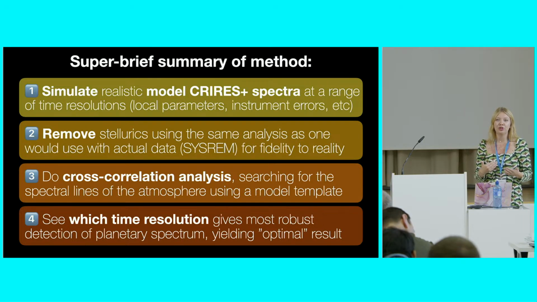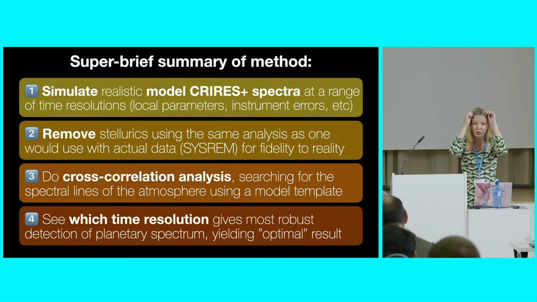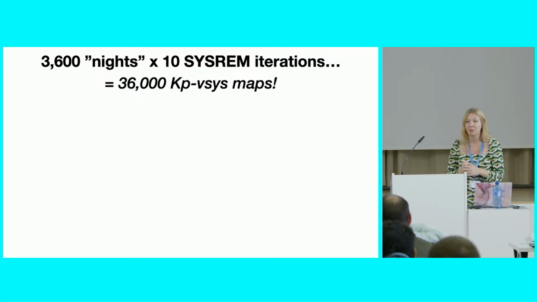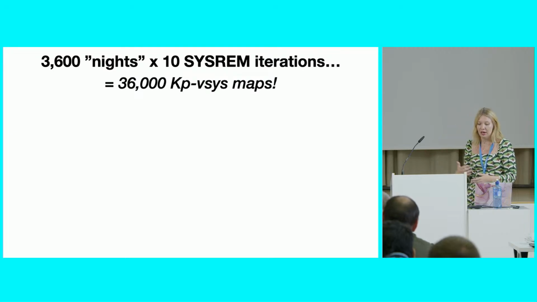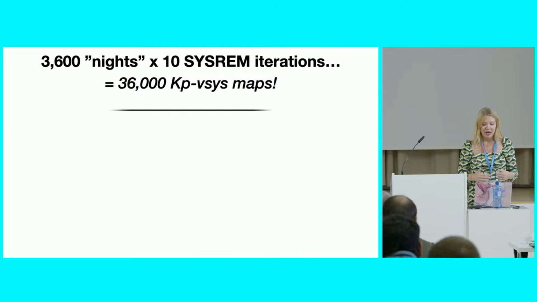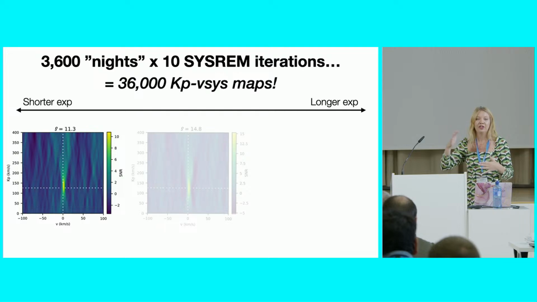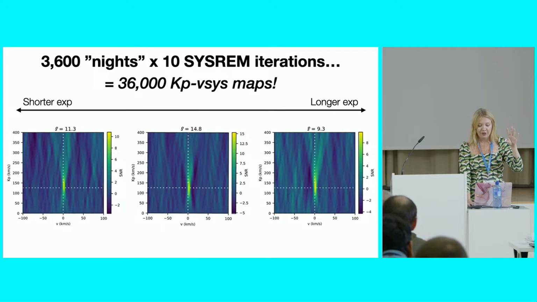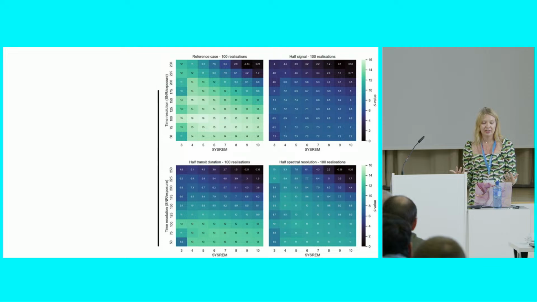What makes a time resolution good? Well, it's the one that gets the most robust cross-correlation detection. Now, with 3,600 nights across 10 Sysrem iterations, that's like 3,600 Kp-Vsys maps or values. I'm not going to plot them here, but just to illustrate how the next piece of visualization comes, imagine that we had all of these different Kp-Vsys maps, for these different combinations of cases, time resolutions, and Sysrem iterations. We took all of those, averaged by 100, and put them on these kind of heat maps to see how these effects come out.